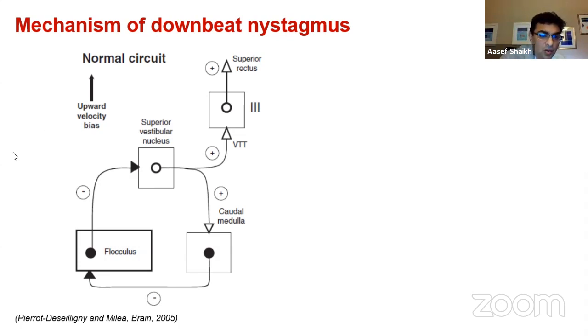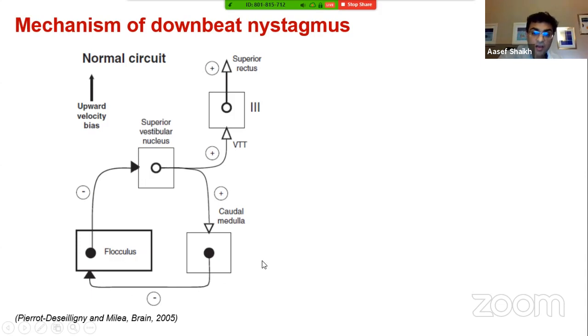So normally what happens is your cerebellar flocculus sends a negative signal to the superior vestibular nucleus, which then excites, via the ventral tegmental tract, the superior rectus, right? And then it also excites the caudal medulla, and then it inhibits the flocculus. This is a normal circuit.